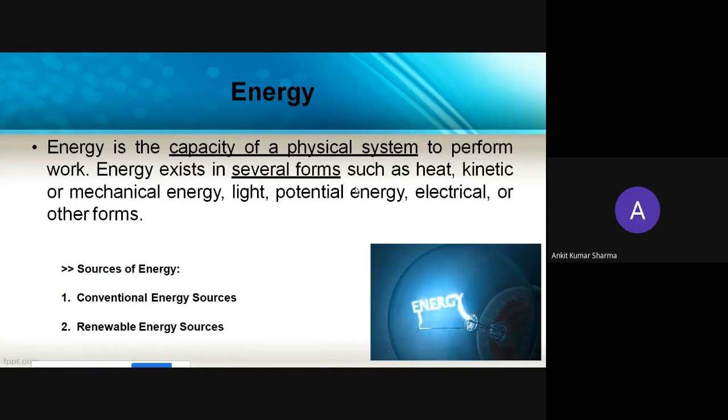First of all, what is energy? The first question that arises from your side: what is energy? We can define energy as the capacity of a physical system to perform work. Energy exists in several forms such as heat, kinetic or mechanical energy, light, potential energy, electrical, or other forms. You are all aware of the energy conservation law: energy is neither created nor destroyed.